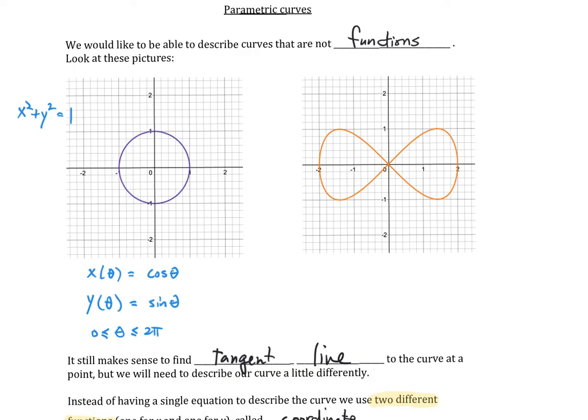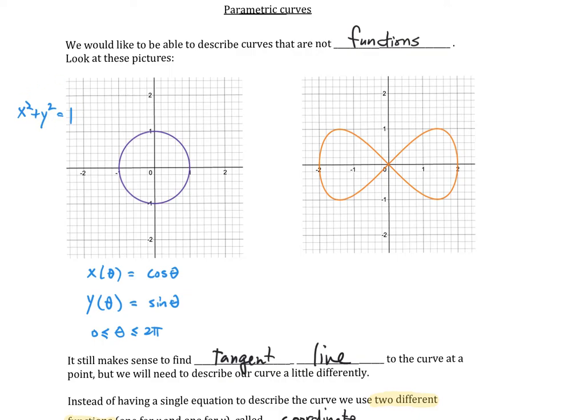Now, it's totally fine to have your parameter be theta, but a lot of times what we're going to do is we're going to let our parameter be equal to t. Let's look at the graph on the right side here. This is some sort of a thing that looks like infinity. So this may or may not have a nice, what we call closed form solution, or a nice equation in terms of x and y that describes it.